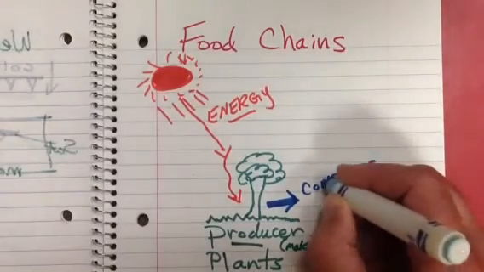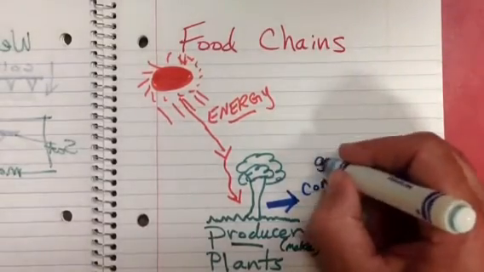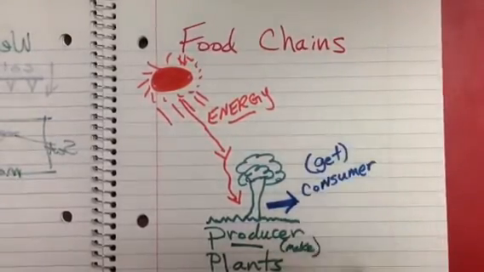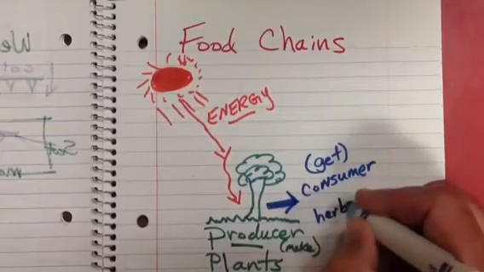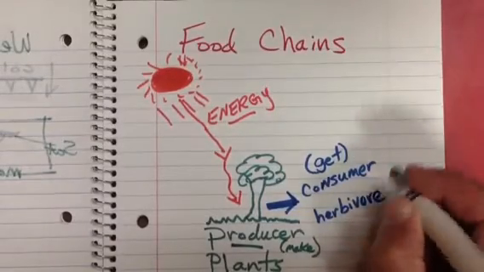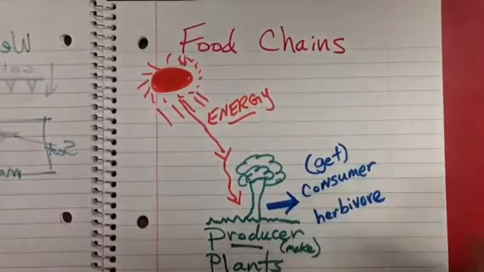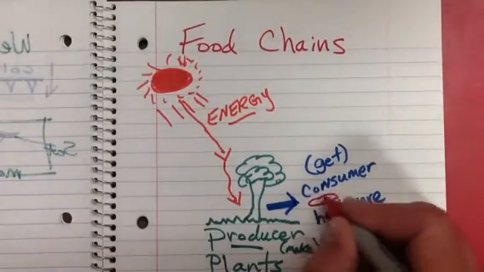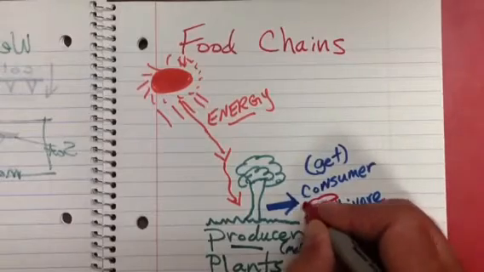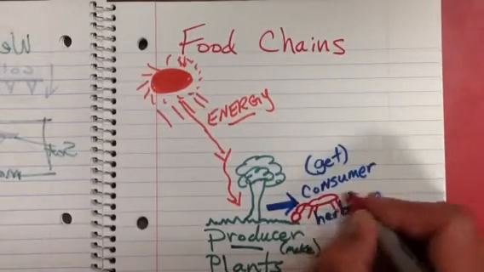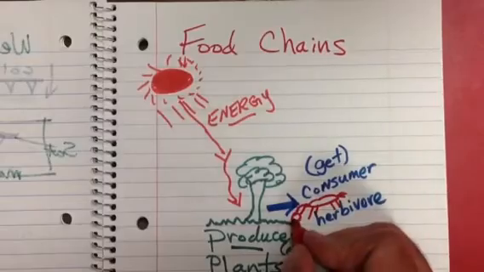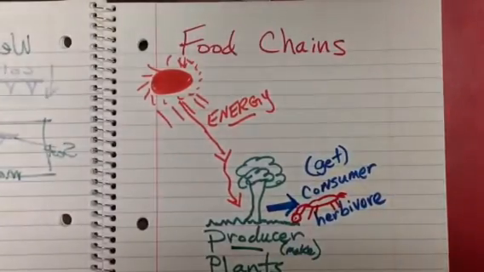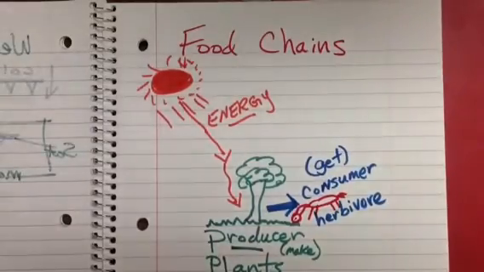Consumers do not make their food, they have to get their food. The consumer getting its food from the plants is going to be called a herbivore. And they get their energy from eating the plant. Let me draw a really bad picture of a herbivore. Here's the herbivore eating the grass, bushy tail, taking in the energy, and nice and happy. But that's not where the energy stops.